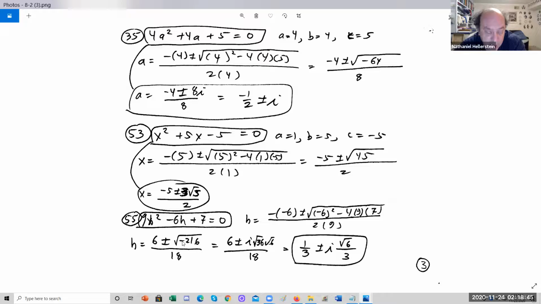Now again, a negative square root means you have a factor of i. Now 216 turns out to be 36 times 6. That's 6 to the third power, which is the second power times the first power. Root 36 is 6, so you get 6 plus or minus i, 6 root 6 over 18. After canceling, you get 1/3 plus or minus i root 6 over 3.